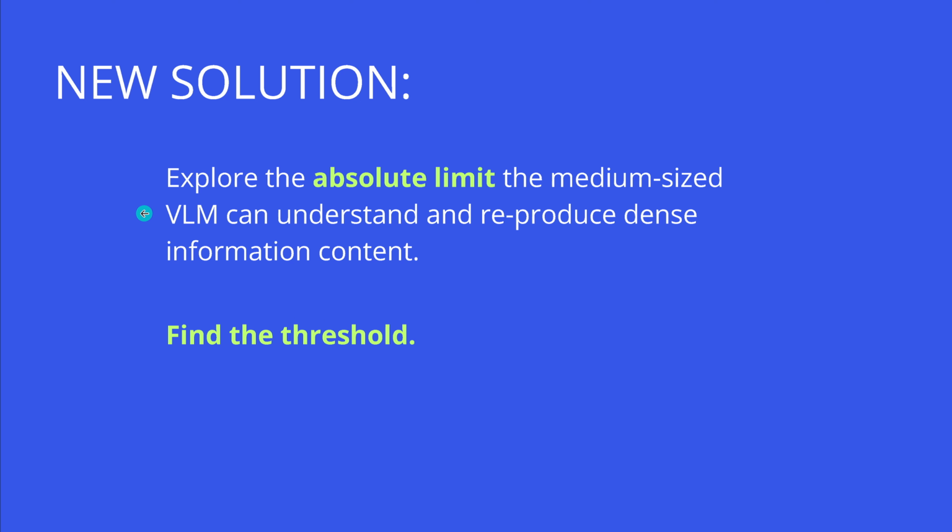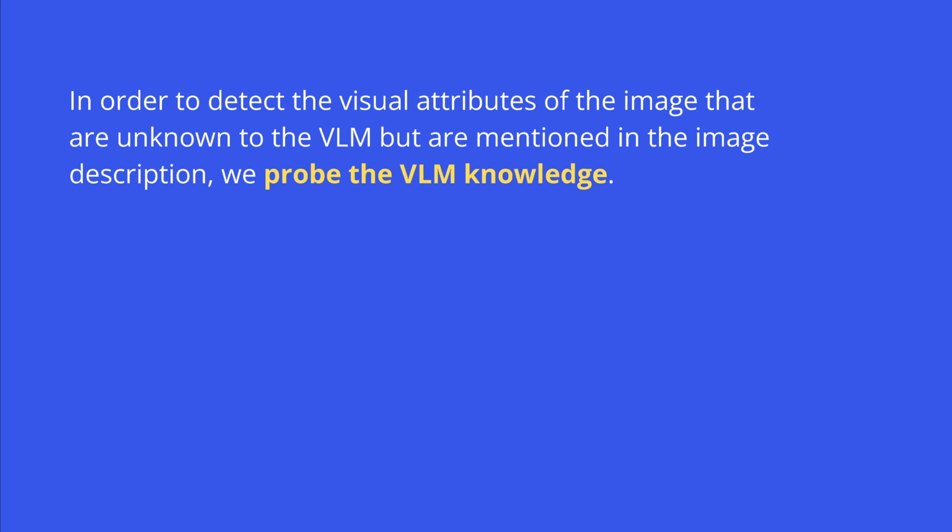So you want to use the systems that we have, but reduce them to their capacity, but of course use the maximum amount that is available. In order to detect the visual attributes of the image that are unknown to the VLM but are mentioned in the image description, they simply probe the knowledge of our little vision language model. So we have a huge Gemini 2 model generating visual questions which can be answered by the image description, then letting our little VLM answer those questions, and finally measure if the response by our little VLM is correct or not.